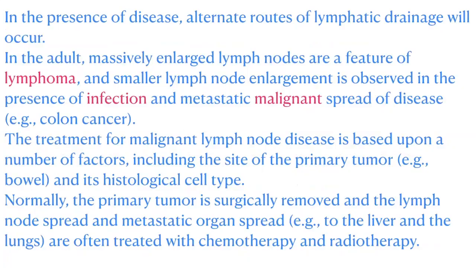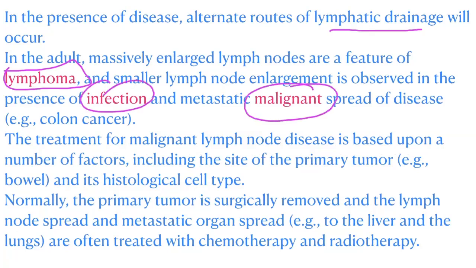In the presence of disease, alternative routes of lymphatic drainage will occur, right? In the adult, massively enlarged lymph nodes are a feature of lymphoma, right? Or smaller lymph node enlargement is observed in the presence of infection or metastatic malignant spread, for example colon cancer. So lymph nodes may be enlarged massively, as in lymphoma, or to some extent in any infection or metastatic malignancy.